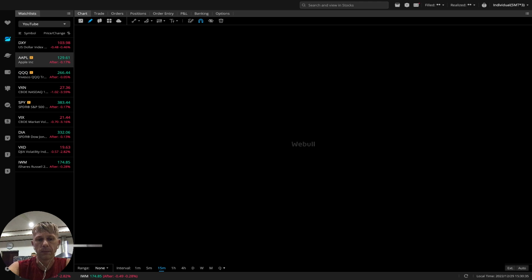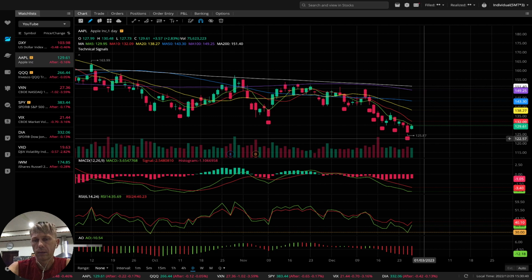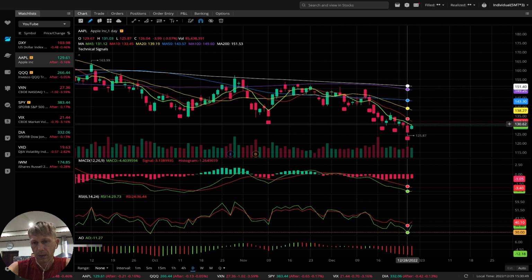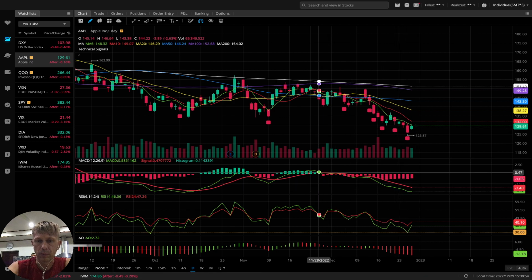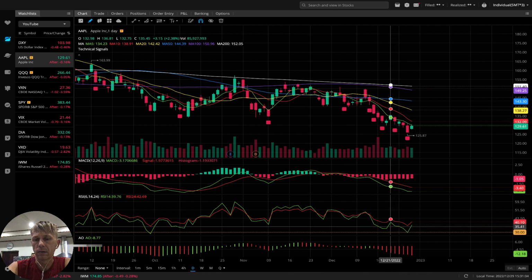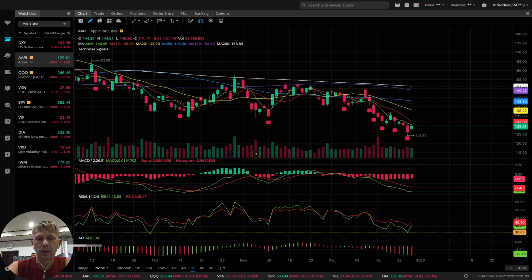Let's move to Apple daily. It was a green day for Apple. It connected to MA5, but still bearish, still bearish since November 28. Still far from MA20, but still a bearish trend for Apple. No changes on daily. It's bearish.